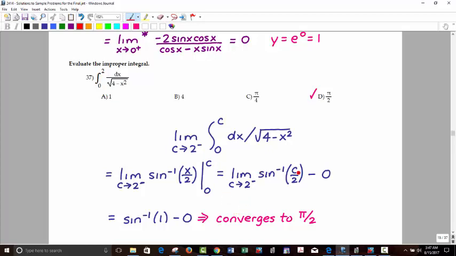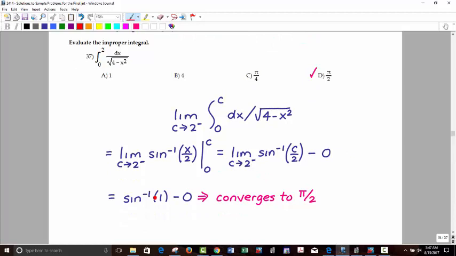So we only need the limit part wherever we have the c. So it's a limit, c approaches 2, sine inverse of c over 2. You put 0 in there directly. Sine inverse of 0 is 0. So you plug the 2 in there. You have sine inverse of 1 minus 0. And sine inverse or arc sine of 1 is pi over 2. So therefore it will converge to pi over 2.